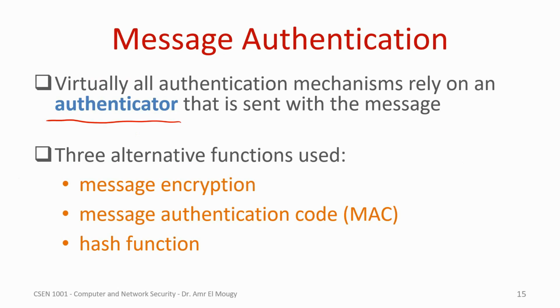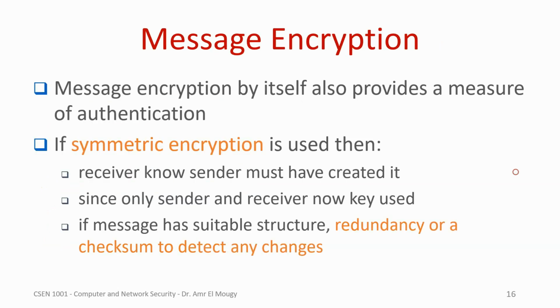Now, message authentication typically happens using one of two forms, either a message authentication code or a hash function. But before we discuss what is a message authentication code and what is a hash function, let us first see whether our regular message encryption is able to do message authentication by itself or not. Because if we decide that it can, then we do not actually have to do anything else. Our job is done. So let us first see whether message encryption is able to do the job or not.